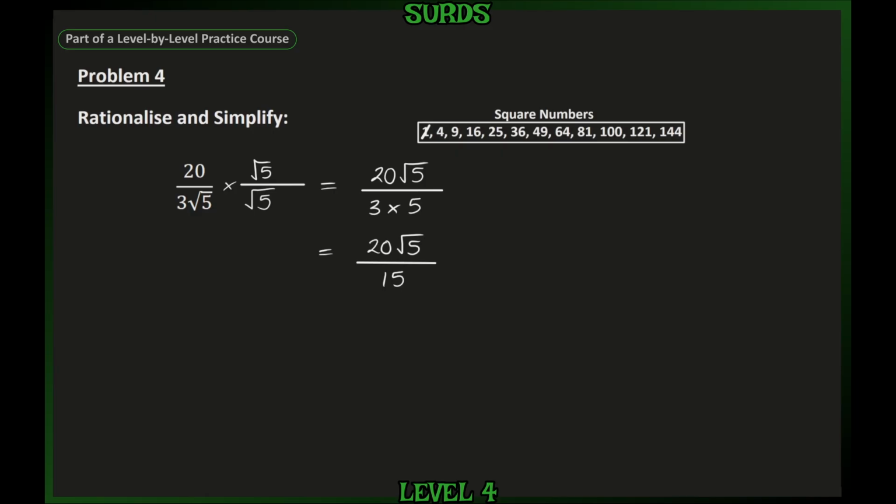And because 20 and 15 can both be divided by 5, we can simplify this further. So 20 divided by 5 is 4, so our numerator becomes 4 root 5. And 15 divided by 5 is 3. So our final answer to problem 4 is 4 root 5 over 3.